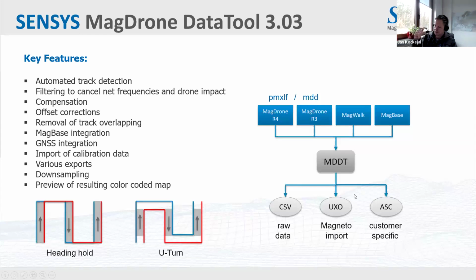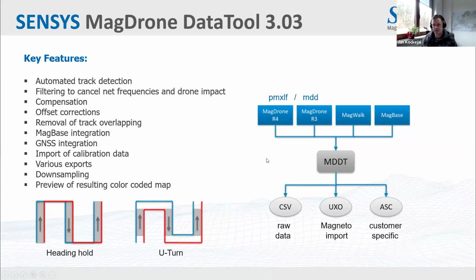The second export possibility is the UXO file. That's also ASCII-based, but this export uses all the features of the MacDrone data tool, and it is created as an interface for Magneto, our post-processing software. So that's a special format for importing in Magneto. And the third thing is a normal ASCII export for customer-specific processing. So if you, for example, use Oasis Montage or other software, then you can use this export.